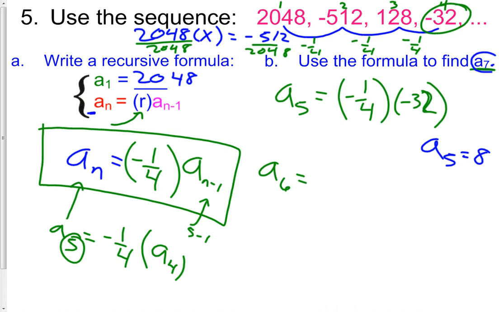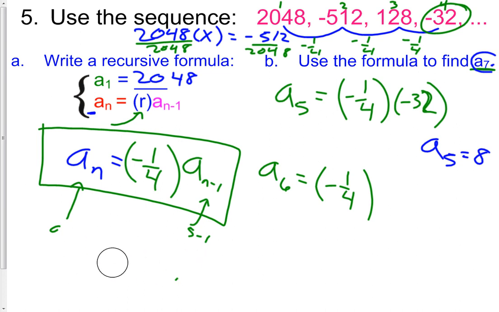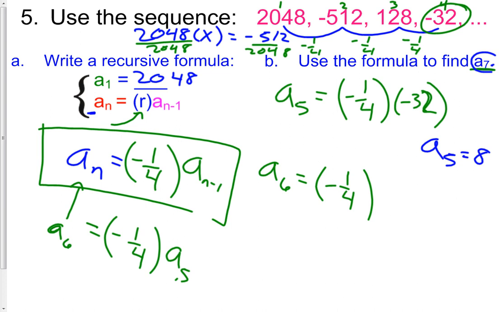A sub 6 equals a negative 1/4. If this now is a sub 6, then that means I have to multiply a negative 1/4 times a sub 6 minus 1, which is a sub 5. So a negative 1/4 times the value of my 5th term, which is a positive 8. So what is the value of my 6th term? A negative 1/4 times 8 is a negative 2. There's the value of my 6th term.